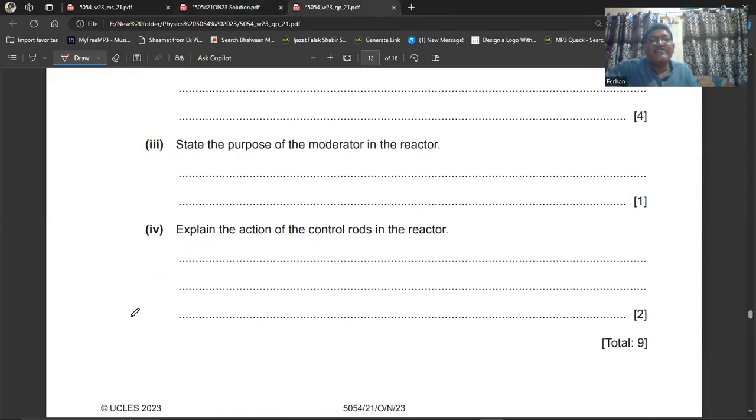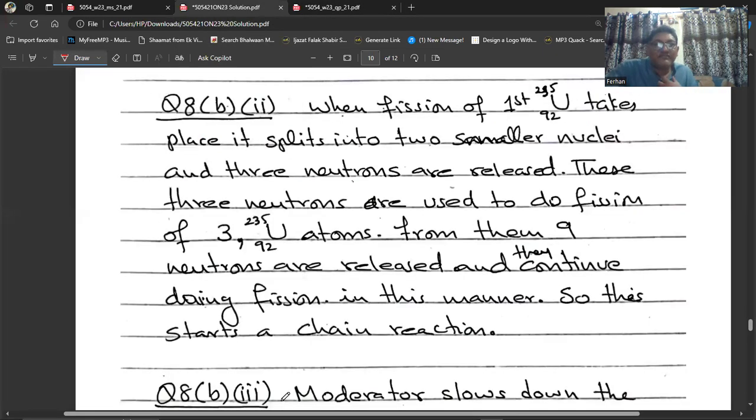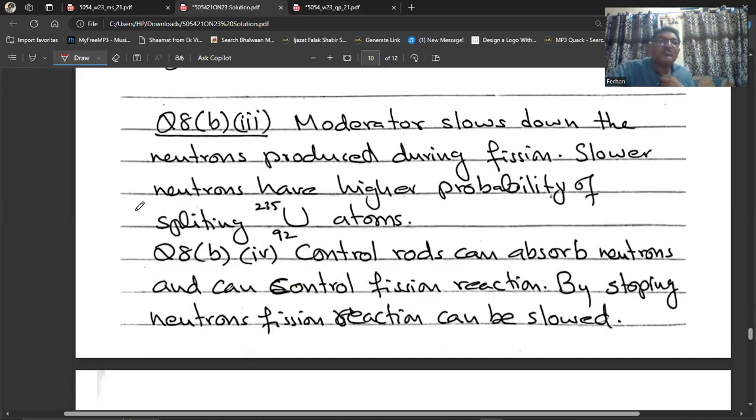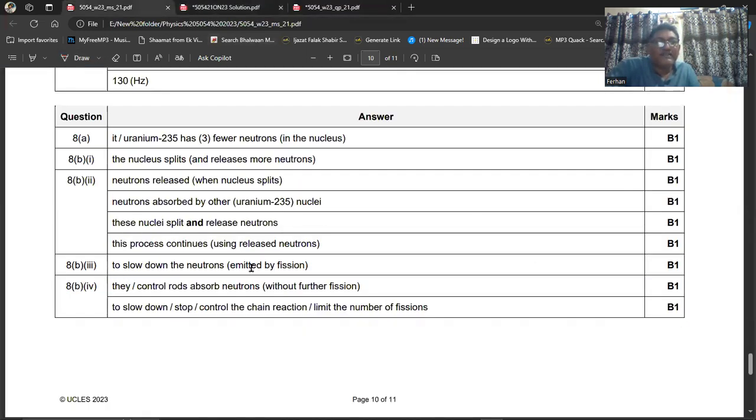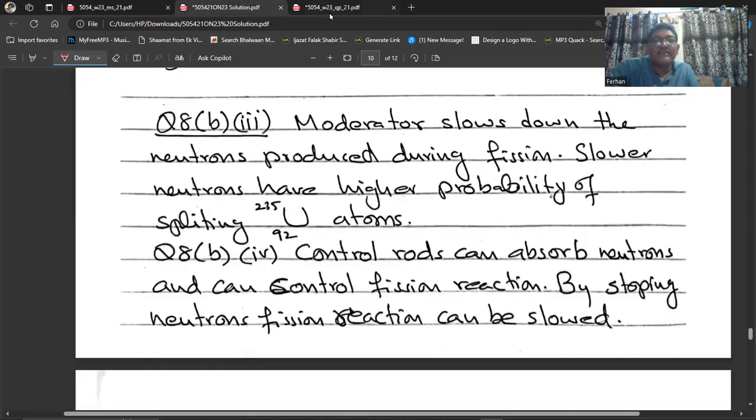Okay, then he says, state the purpose of the moderator in a reactor. The purpose of the moderator in a reactor is to slow down the neutrons, because when the neutrons are slowed down, their probability of doing the fission of a uranium atom increases. The moderator slows down the neutrons produced during fission. Slower neutrons have a higher probability of splitting uranium-235, or doing the fission of the uranium. So this is the answer. This is my answer.